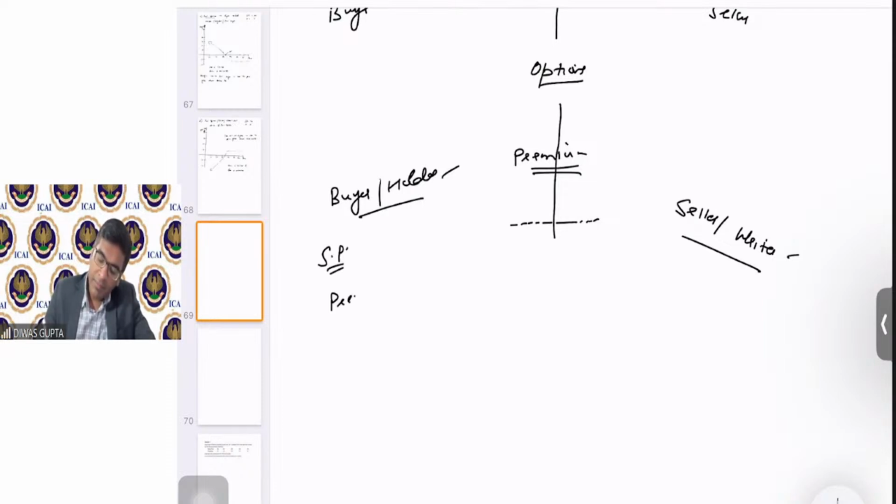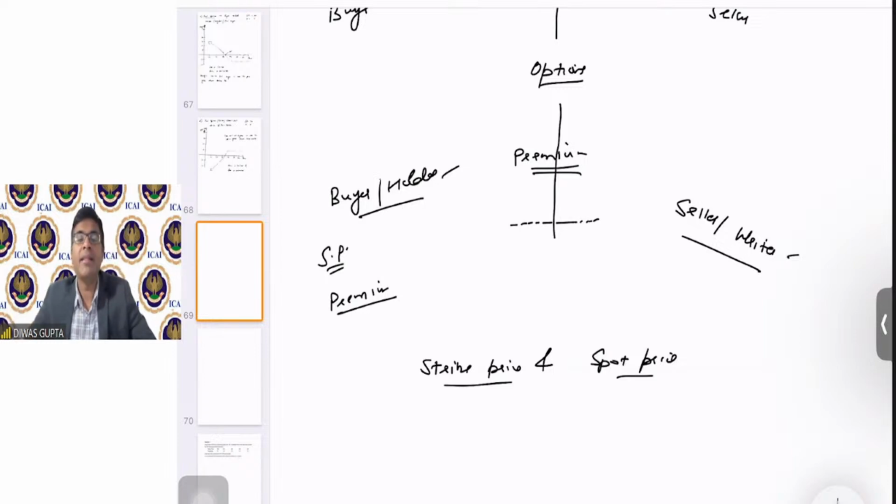Okay, but the premium depends actually on two factors. One is the strike price, and the second one is the spot price. If the spot price is higher than the strike price, in case of a call option, the premium will also become higher. If the spot price is lesser than the strike price, in case of a call option, the premium will become zero.